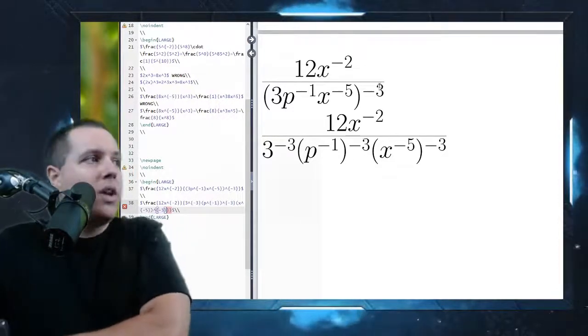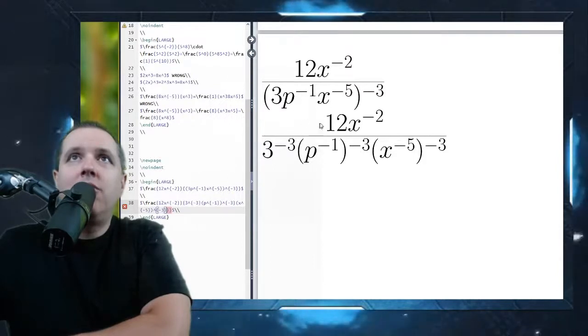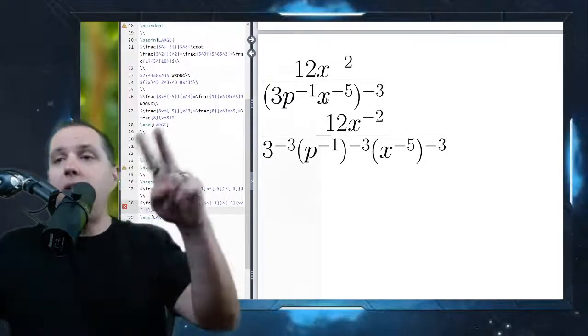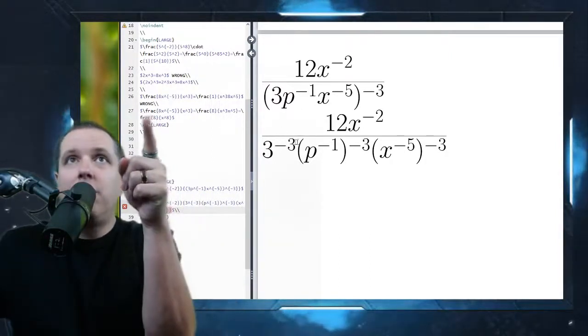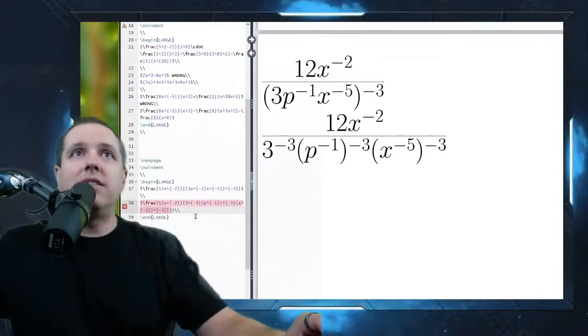Okay, so what I did here was I took this negative 3 exponent and I applied it to each of the things that are multiplying inside the parentheses. So you get 3 to the negative 3, p to the negative 1 to the negative 3, x to the negative 5 to the negative 3. Great, now we know what to do with those. I'm going to be multiplying exponents, aren't I? Right? So let's do that step now.